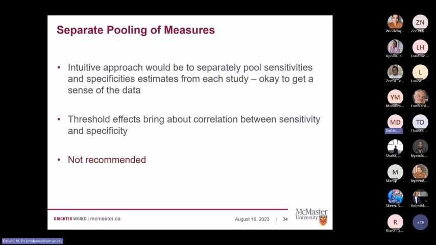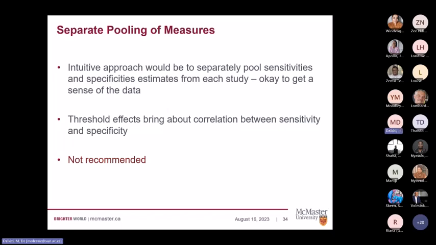So the intuitive way to do this, if we're not thinking about this carefully, would be to take all the sensitivities and all the specificities, and pool them separately. They're all proportions, so it would be a standard meta-analysis of single proportions. You take all the sensitivities and pool them with a random effects meta-analysis. You take all the specificities and pool them with a random effects meta-analysis of single proportion. And I think that's okay to get a sense of the data, what the estimates would be.